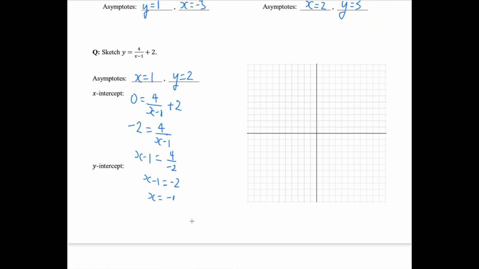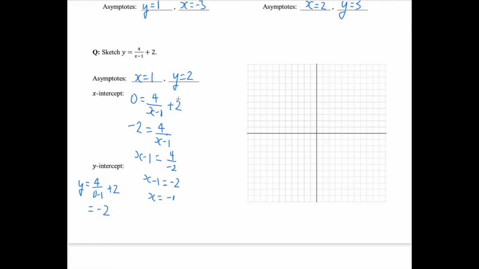So that's your x-intercept. Now to find the y-intercept is normally easy to do because you just have to substitute 0 for x. So y is equal to 4 over 0 minus 1 plus 2. So this becomes minus 4 plus 2, which is minus 2. Okay.